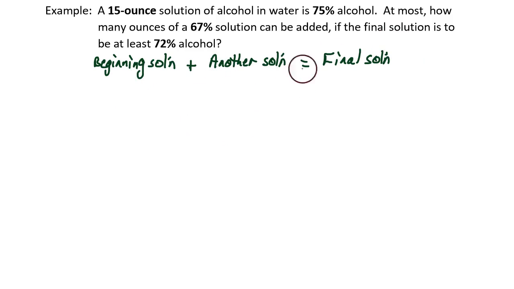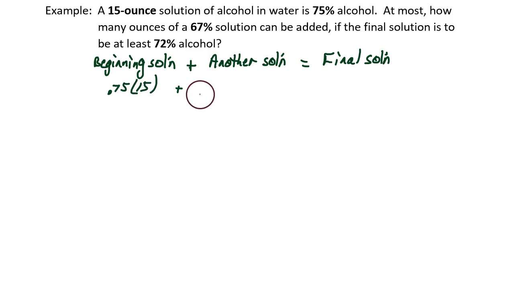I'm writing down this little diagram to help me organize the information. From the first sentence, we can figure out how much alcohol is in the beginning solution. There are 15 ounces of liquid, and 75% of that is alcohol. So 75% of the 15 ounces is actually alcohol. The rest of it is water. The expression 0.75 times 15 represents that.